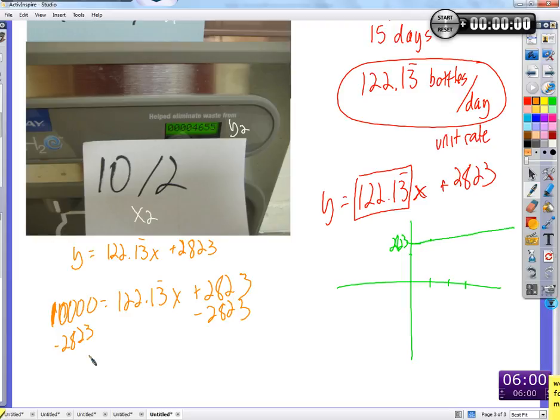Past September 17th, that's going to be 7,177. Is that right? Yeah, that sounds right. So we know we have to save, please correct me if I'm wrong here, 7,177 bottles after September 17th to have saved a total of 10,000. We divide all those days by 122.13 bottles a day. So x is how many days?